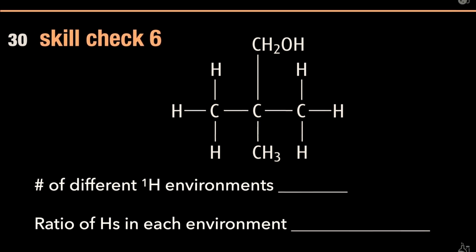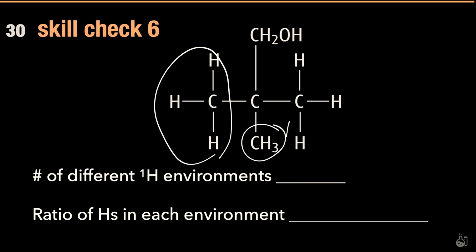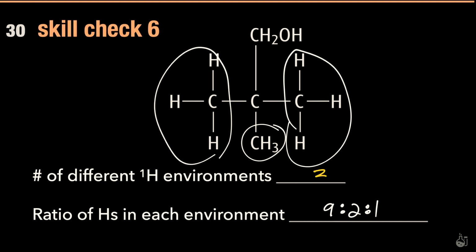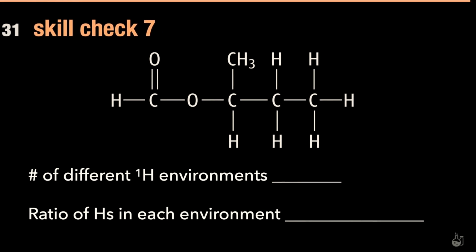But going here, this is fun. This was a good question because what you must have realized is that there are 3 identical CH3 groups. So, therefore, the ratio is 9:2:1. And there were 3 environments because these 3 were one environment, these 2 are 1 and this OH is 1. Okay, 7. This one's pretty easy. 1, 2, 3, 4, 5. 1:3:1:2.